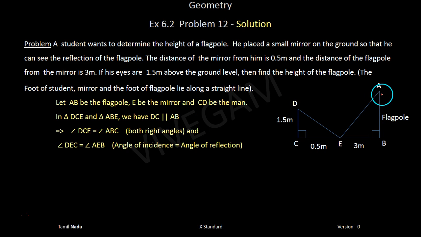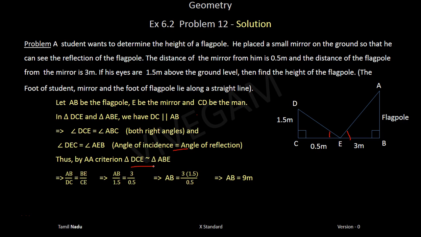Next, this is how the light travels from here. It falls onto the mirror, reflects and reaches the person's eye. So this is the angle of incidence and this is the angle of reflection. So angle AEB will be equal to angle DEC as per the laws of light. Now, in triangle DCE and triangle ABE, one pair of angles is equal, and the second pair is also equal. As per AAA criteria, these two triangles are similar to each other.